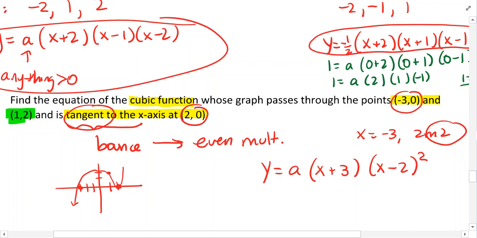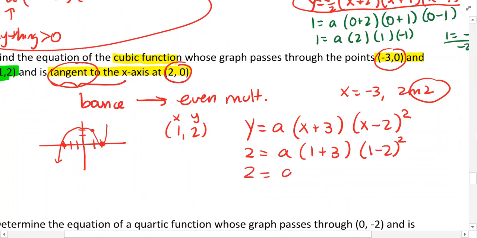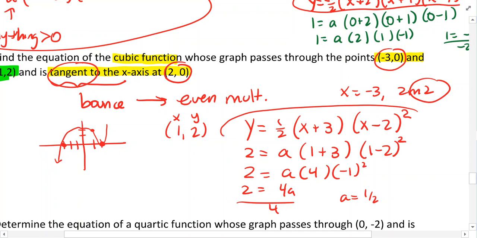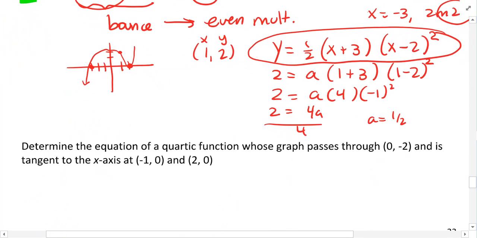Okay. So I'm going to take this 1, 2, and I'm going to make my x is 1 and my y is 2, and solve for the a. 2 equals a, 1 plus 3, 1 minus 2 squared, 2 equals a times 4 times negative 1 squared. Negative 1 squared is 1 times 4 is 4a, and then a is 1/2. Change my a to 1/2, and that's the final answer. What I want you to do now is pause the video and try the next problem. Go ahead, you can do it. I believe in you.